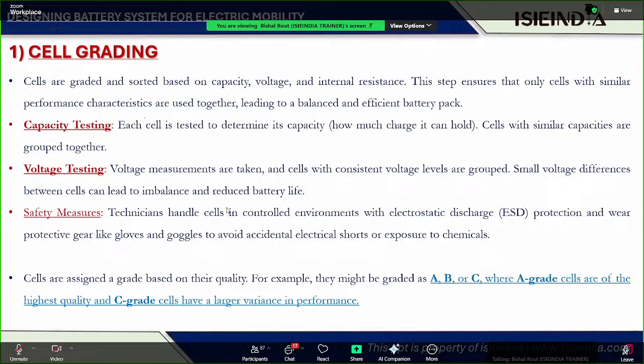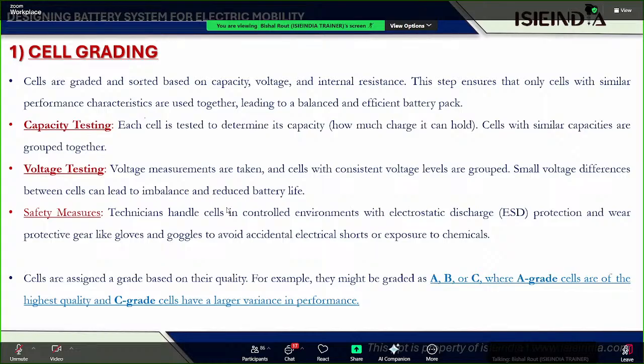But if I take one cell of 6 ampere hour, another of 5.5 ampere hour, and another of 4.5 ampere hour, and I manufacture a battery pack, will that battery pack sustain? The answer is no. Whenever you test that battery pack in the field or install it in the vehicle, it will fail because the cells have different capacities. Your battery pack will not give you the intended range or the intended capacity.